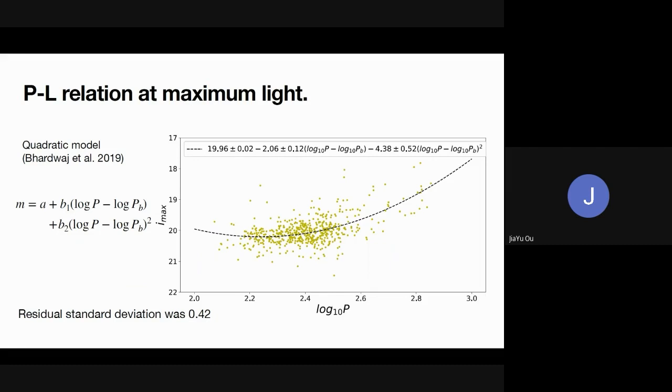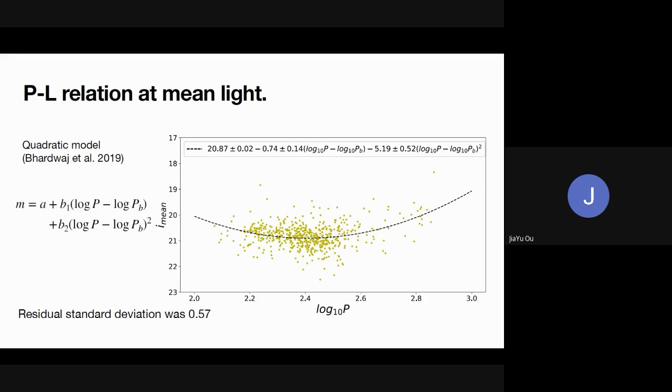So after we get classified, we combine the whole oxygen-rich Mira. We feed the period ratio at maximum light with the projected model. We can see the standard deviation of the residual was 0.42. And next, for the mean light, the standard deviation of the residual was 0.57. So in this, it also shows the oxygen-rich Mira has a small dispersion in the period ratio. The maximum light is smaller than the mean light.